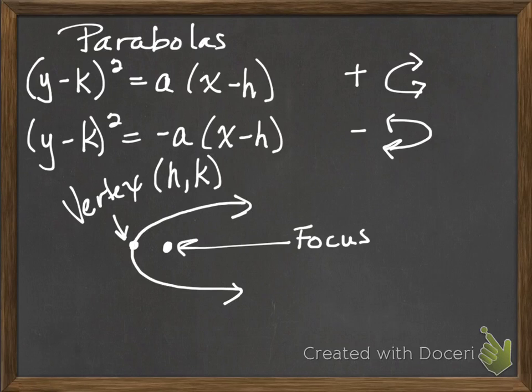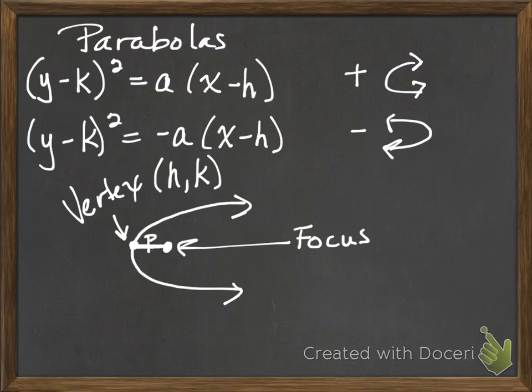The focus is going to be p units from the vertex. I did not draw this in, but you draw it in. So we're going to have to calculate the p value, and it's going to tell us how many units to go from the vertex to the focus. That little segment from the vertex point to the focus point is going to be the p value.